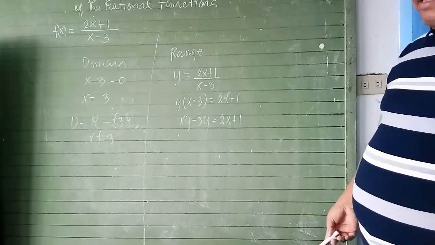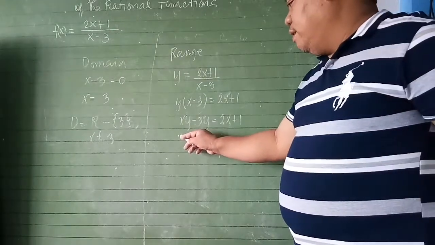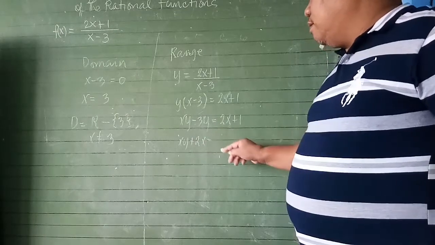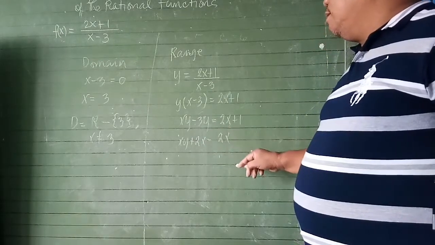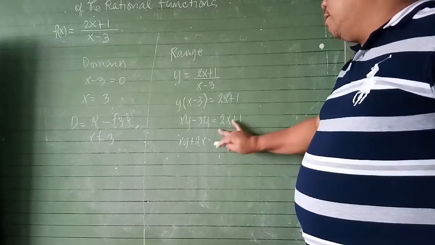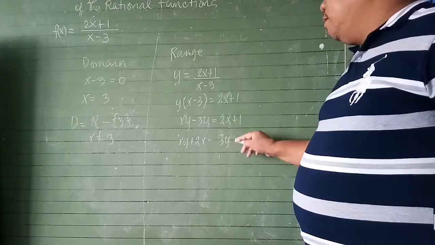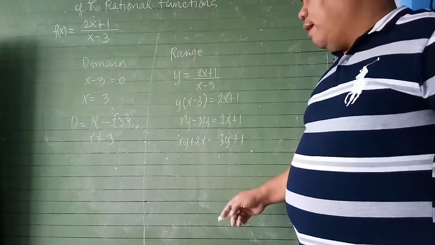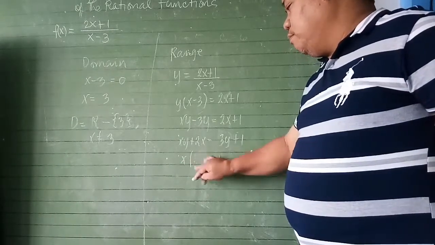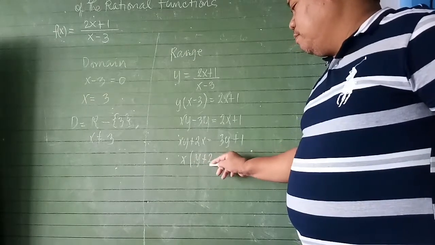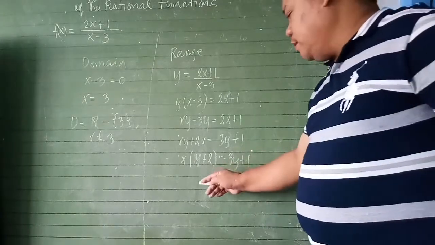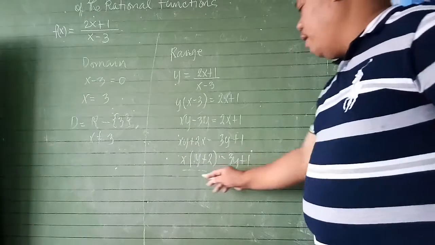Like I said, solve for x in terms of y. So we should have here xy minus 2x equals 3y plus 1. We need x to remain here. So factor this one: x times y minus 2 equals 3y plus 1. Then divide both sides by y minus 2.